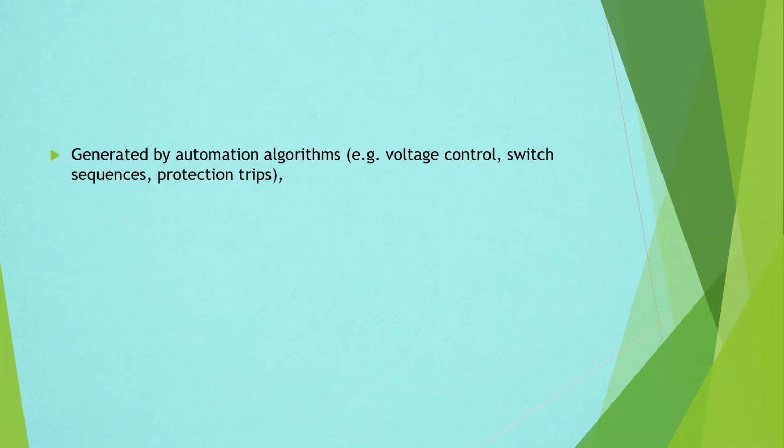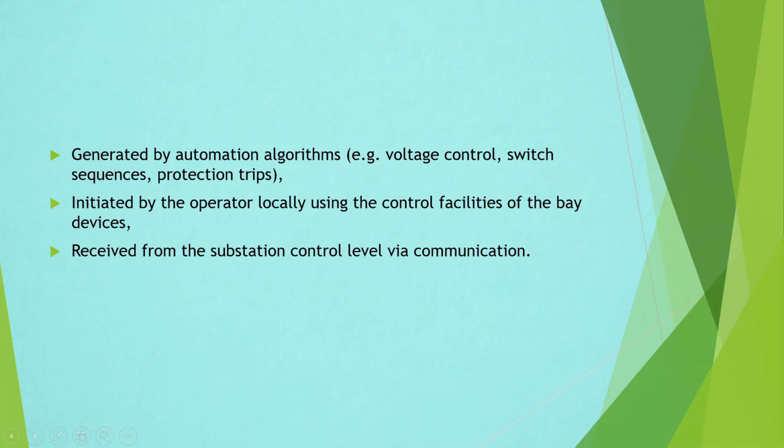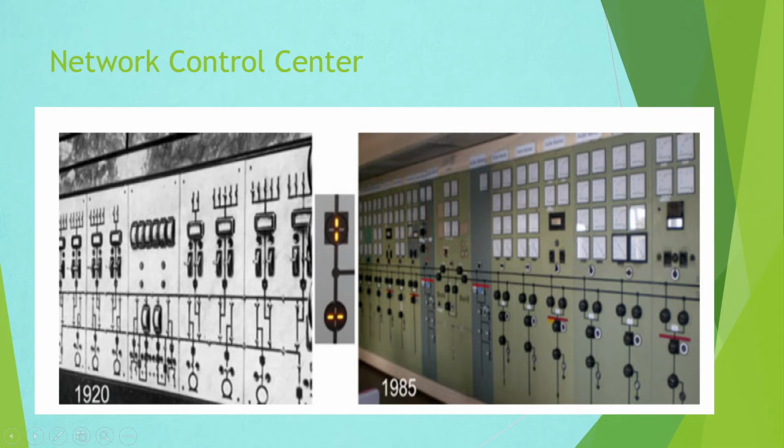Generated by automation algorithm, voltage control, switch sequence, then protection strips initiated by the operator locally using the control facilities of the bay devices, received from the substation control level via the communication. I will see the historical representation of the network control center and its historical development.